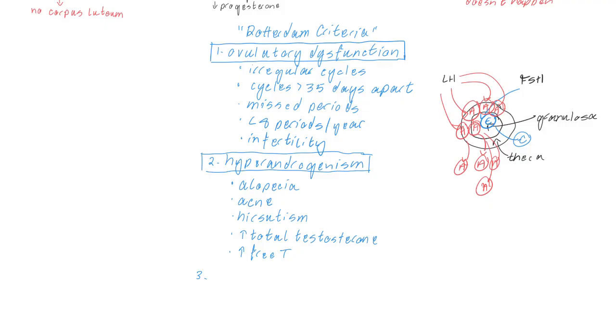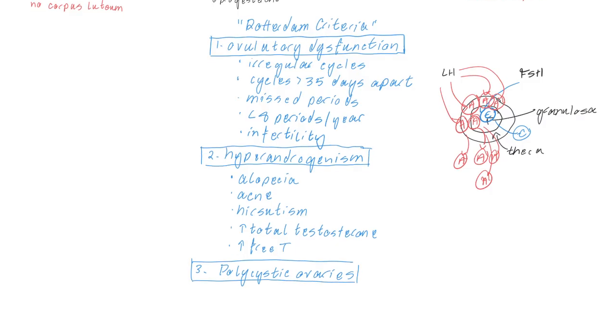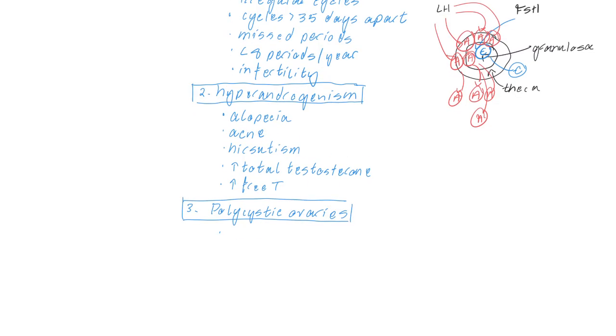Third criteria, according to this Rotterdam structure, is polycystic ovaries on an ultrasound. Ultrasound is a non-invasive test. And if this test is done, the doctor would be able to see rows and rows of follicles. You'll see them in textbooks and stuff, described as looking like strings of pearls.